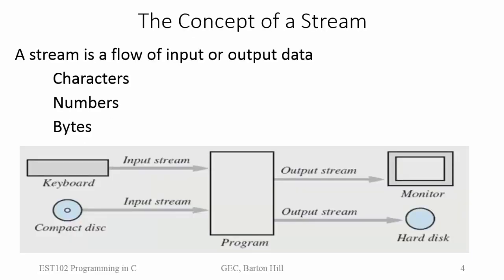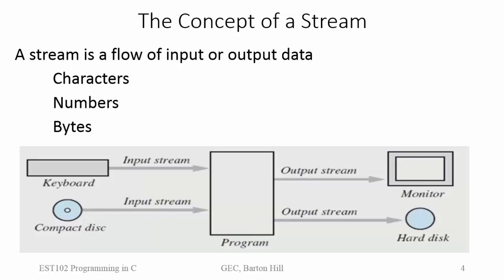Now we should understand the concept of a stream. A stream is a flow of input or output data. It may be a flow of characters, numbers, or bytes. If the flow of data is coming to the program, it is called an input stream. If it is a flow of output data, it is called an output stream. Till now we have used an input stream from the keyboard to the program, and an output stream from the program to the monitor, but we can use other devices for input and output streams.